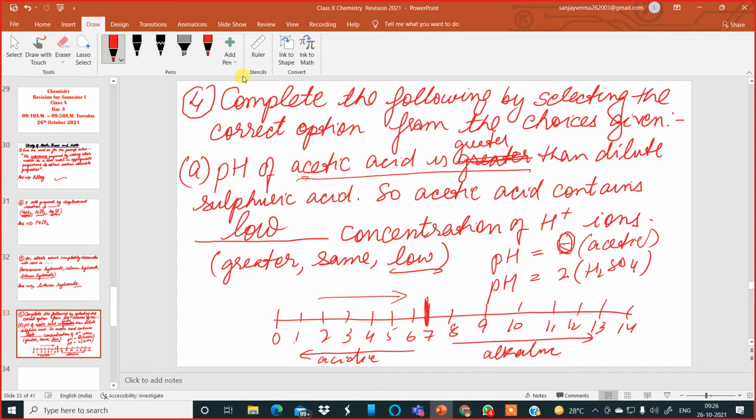So bigger pH means 5, no? 5 is more than 2, no? But sulfuric acid is a stronger acid, no? With regard to its pH value, isn't it? Which means sulfuric acid will provide a higher concentration of hydrogen ions, whereas acetic acid will provide a lower concentration of hydrogen ions. Did you understand now? This is a scale, so you have to refer to this scale.